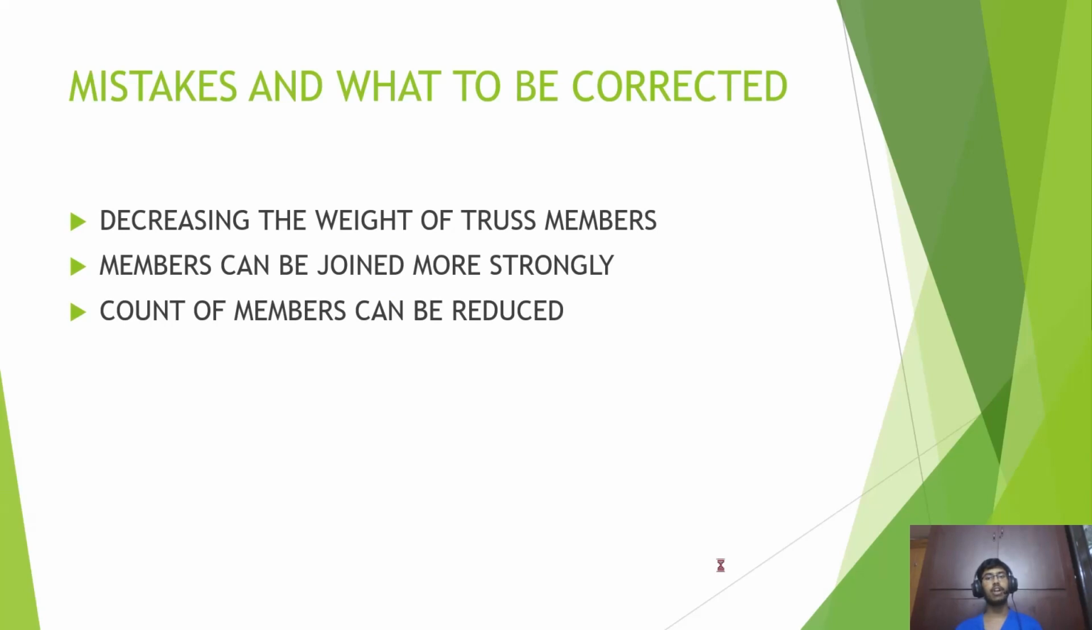The mistakes and what we have to correct: we can decrease the weight of the truss members, because while calculating the ratio, that is, what the bridge was able to withstand and what the actual weight of the bridge was, that was the ratio. In the ratio, the main problem that decreased the ratio was the weight of the truss members, and we can decrease the weight of the truss members, and also the joints can be more strongly established, and we can also decrease the count of the members.